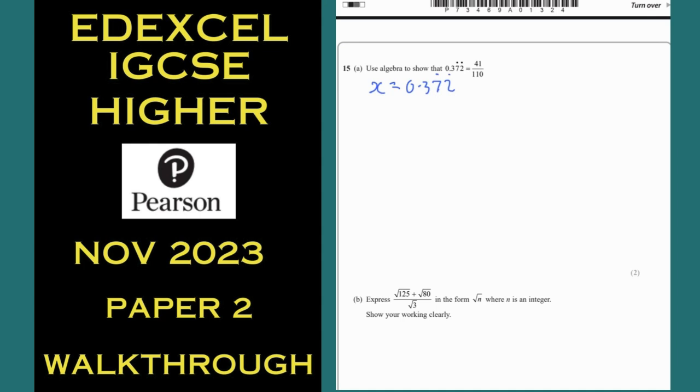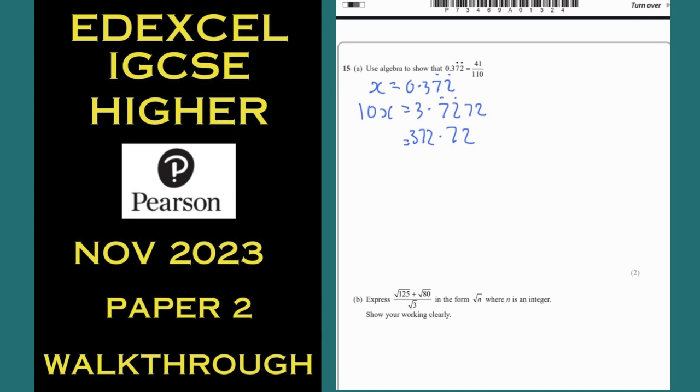So always move it up so that the recurring is straight after the decimal point. And we want to have the same again. And the only way we can do that is by budging them up by 2 decimal places. In other words, multiplying by 100.